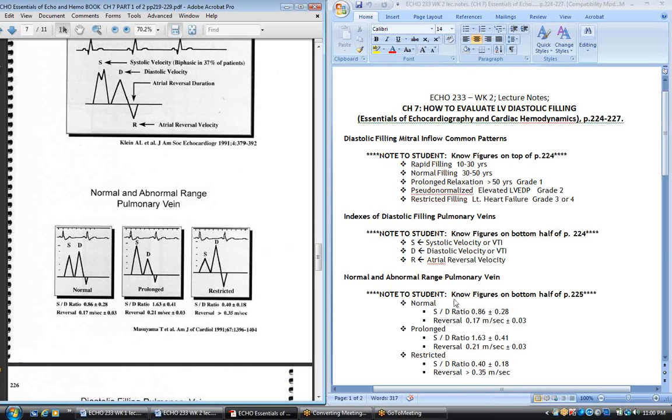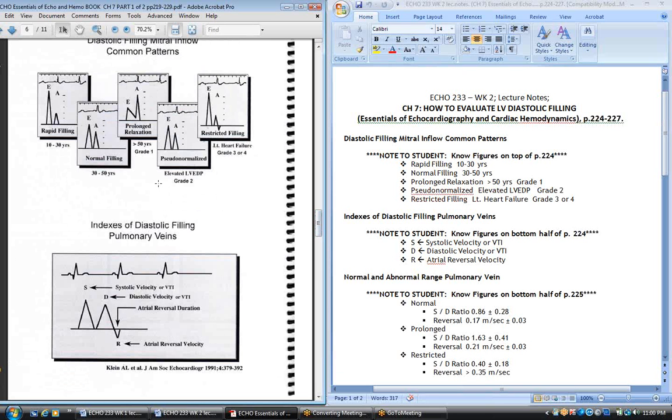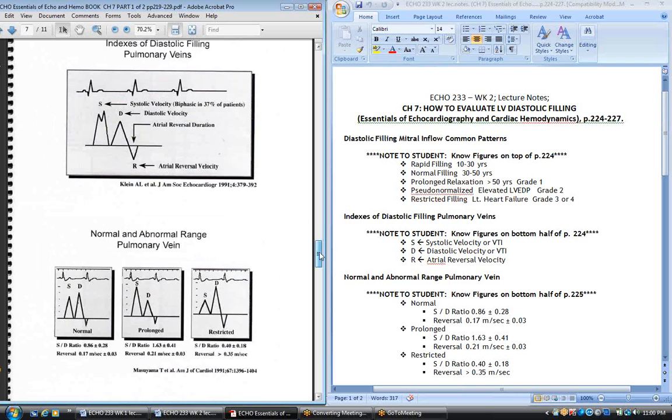Your normal and abnormal range on your pulmonary veins. Your normal, you have your S, your D, and your R. If the S is substantially longer than the D, that corresponds to the diastolic function up here, referred to as prolonged relaxation.